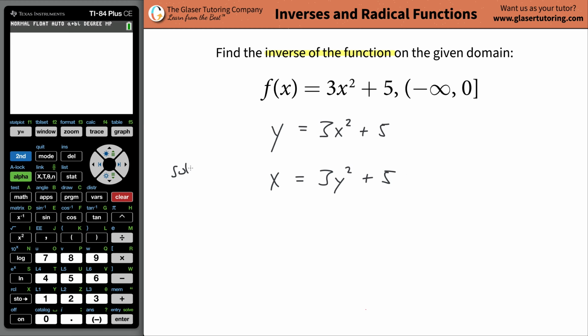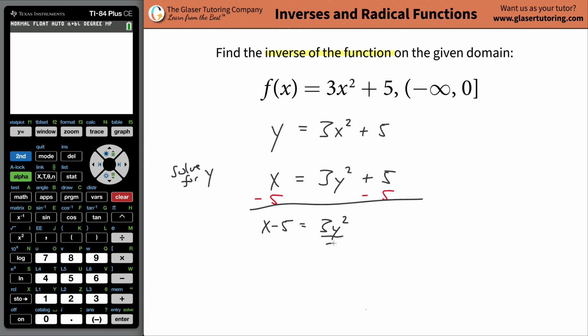And then you're going to take this equation and you're going to solve this for y. Okay? So you're going to isolate it. Regular old algebra now. So you're going to subtract 5 from both sides. Okay? Subtract your 5 from both sides. So this is going to be x minus 5 is equal to 3y squared.